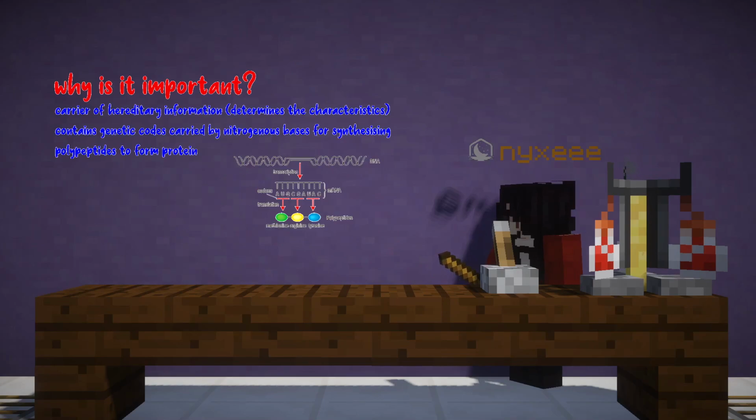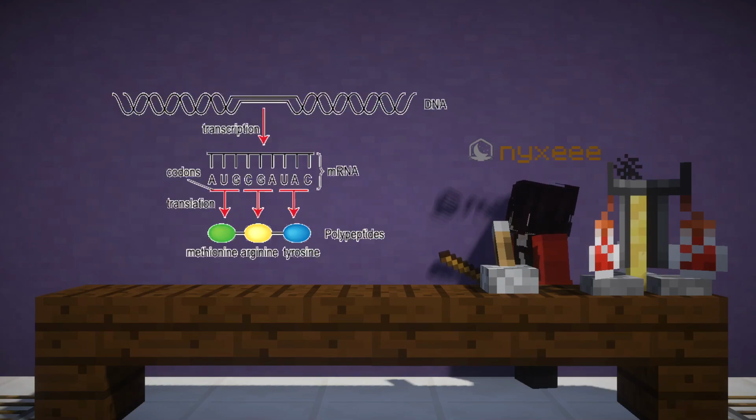DNA is important because it is the carrier of hereditary information, which means that it determines the characteristics of living cells and organisms. DNA also contains genetic codes carried by nitrogenous bases for synthesizing polypeptides to form protein. As you can see from this picture, the genetic code is written as a series of 3 bases that determine the sequence of amino acids in proteins to be synthesized.